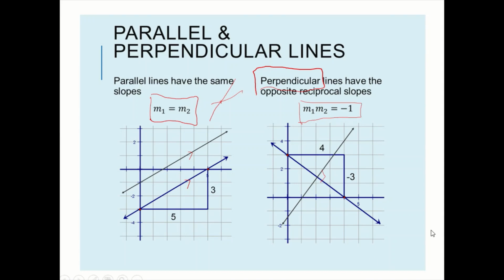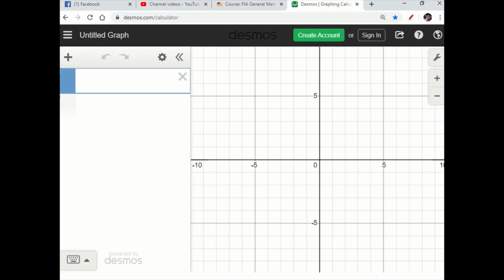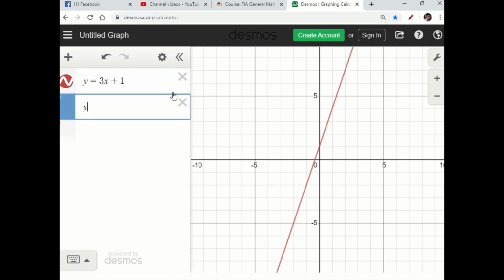Now, let's take a look at the graph. As you can see here, we have a graph. Now, let's say we have this equation, y equals 3x plus 1. As we can see on the screen, this line represents y is 3 multiplied by the value of x, plus 1. Let's take a look at the other line. Let's say we have y equals 3x minus 4.